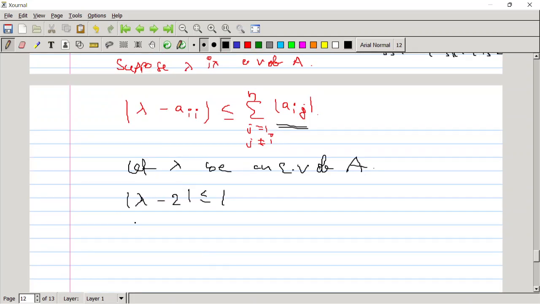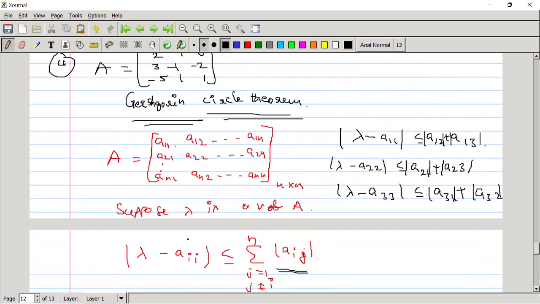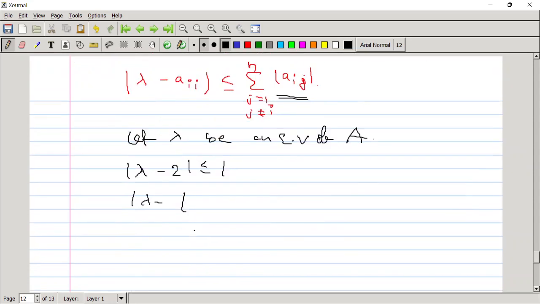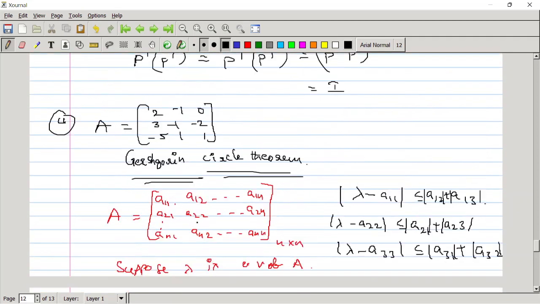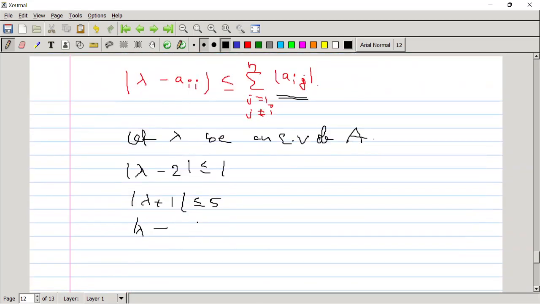Similarly by using the second row we can say lambda minus the middle element, lambda plus 1, is less than or equal to modulus 3 plus modulus of minus 2, that is equal to 5. So lambda plus 1 is less than or equal to 5. Similarly lambda minus 1 has to be less than or equal to 6. Yes, any doubt?